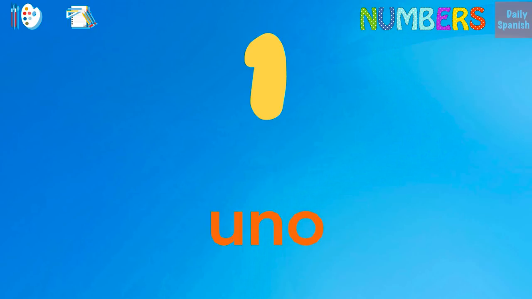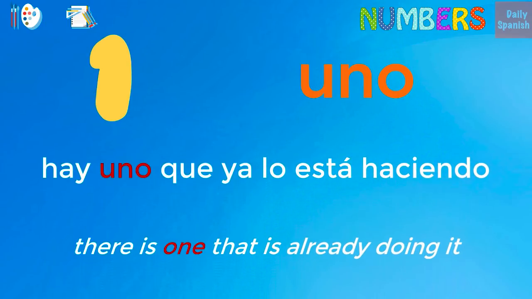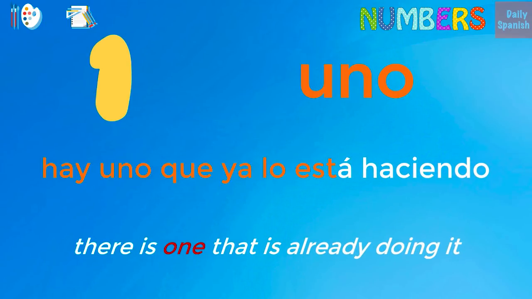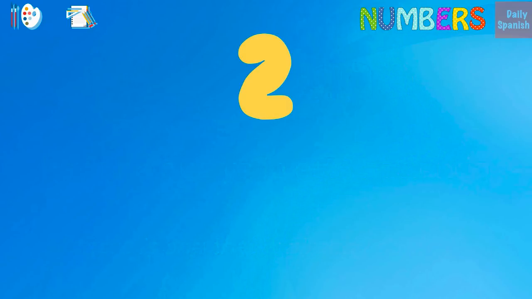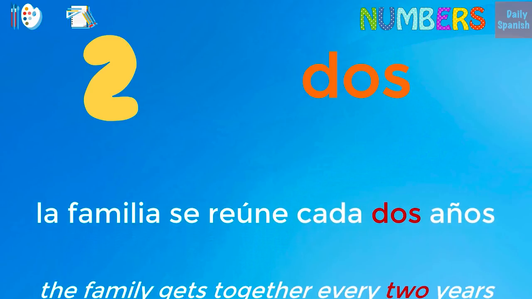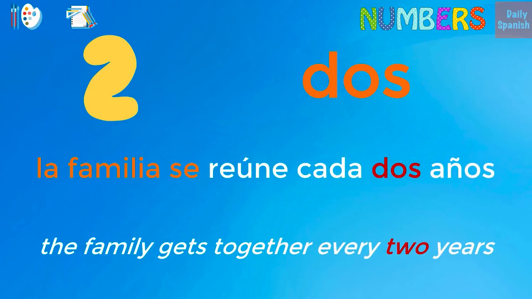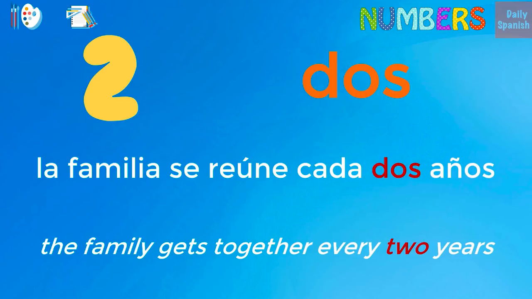Uno. Hay uno que ya lo está haciendo. There's one that is already doing it. Dos. For example, la familia se reúne cada dos años. The family gets together every 2 years.